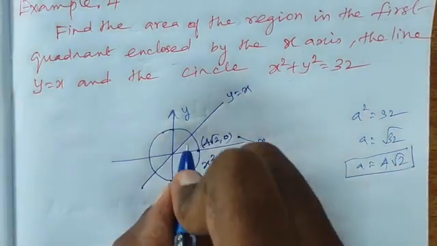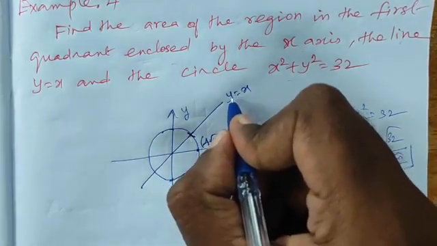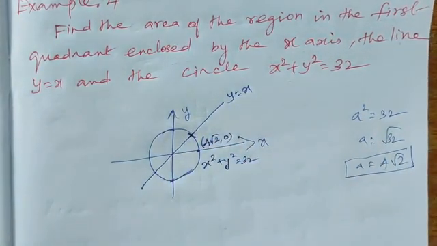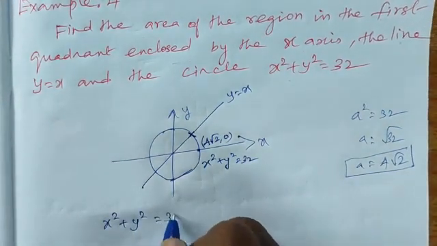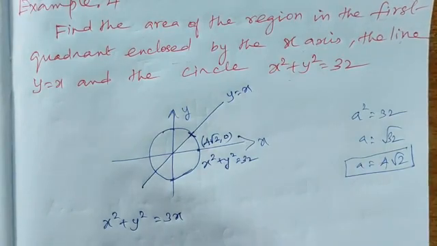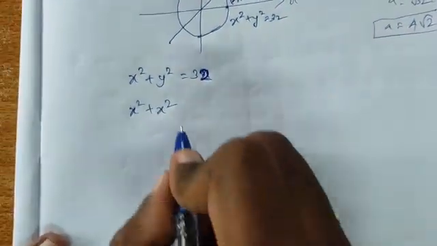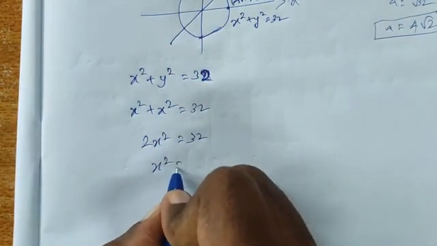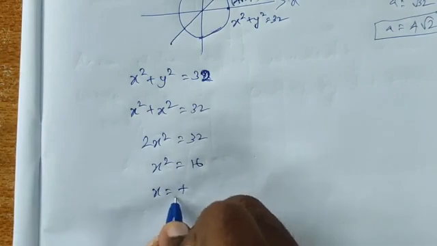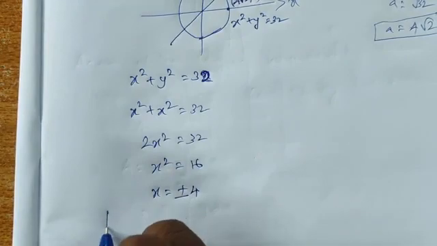Now we have to find the point of intersection of the line y is equal to x and the circle x square plus y square is equal to 32. So listen, x square plus y square is equal to 32. Put y is equal to x, we get x square plus x square is equal to 32. 2x square is equal to 32. So x square is equal to 16, x is equal to plus or minus 4. So point of intersection.